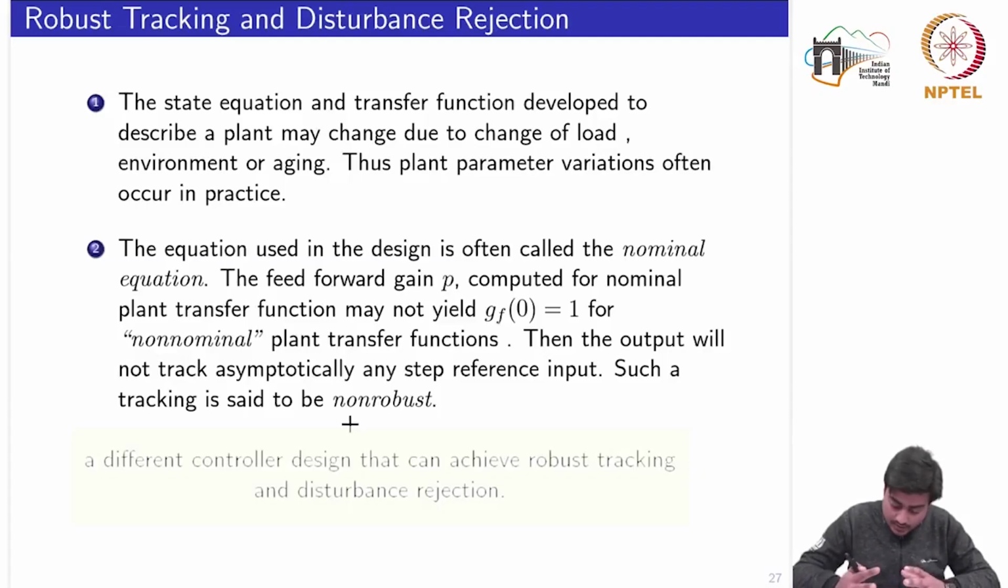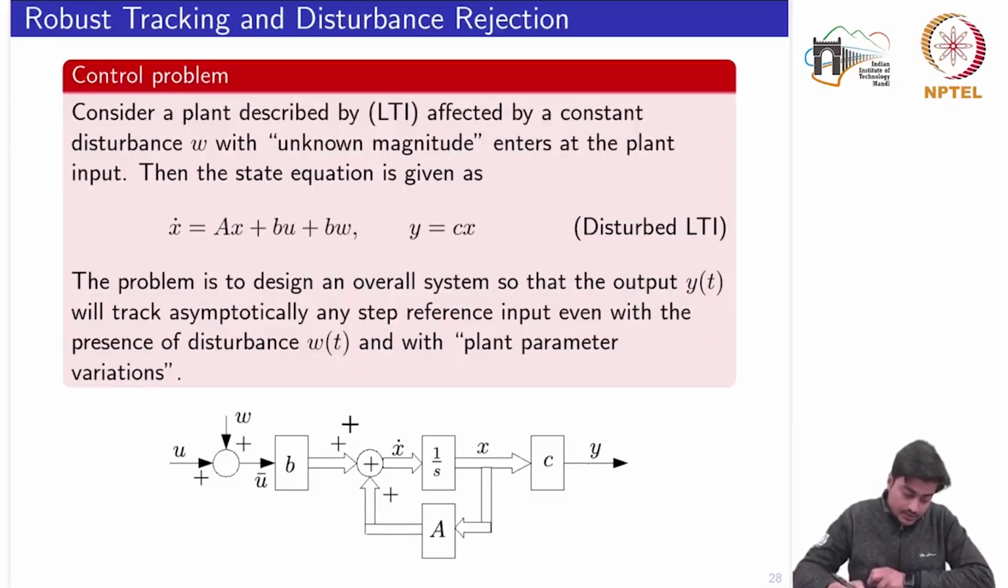This topic of robust tracking and disturbance rejection is a very wide topic, and here we will see a glimpse of designing a controller for a basic problem to illustrate the idea. So first of all, we'll see how the control problem looks. Consider a plant described by a linear time invariant system affected by a constant disturbance w with unknown magnitude, which enters at the plant input.